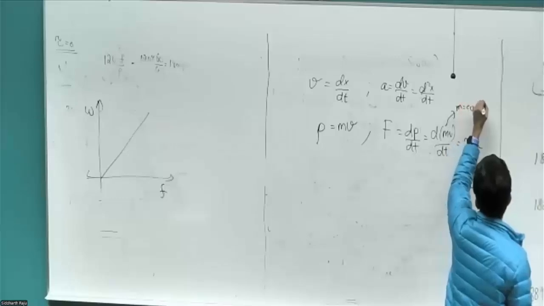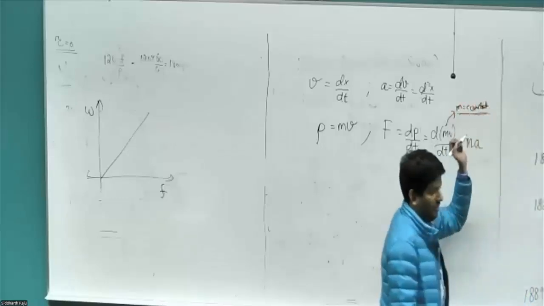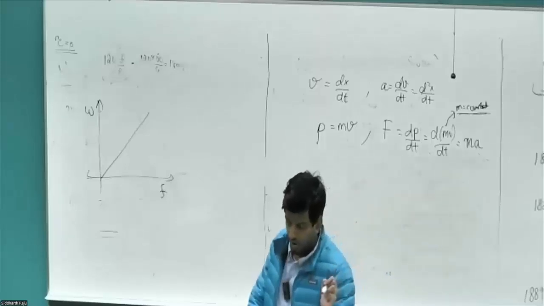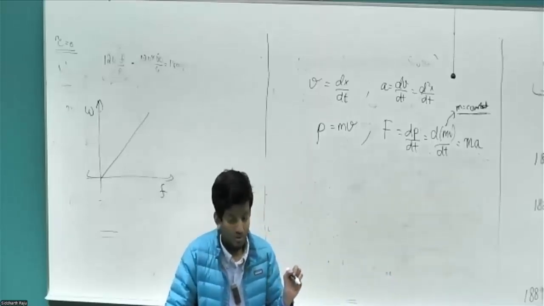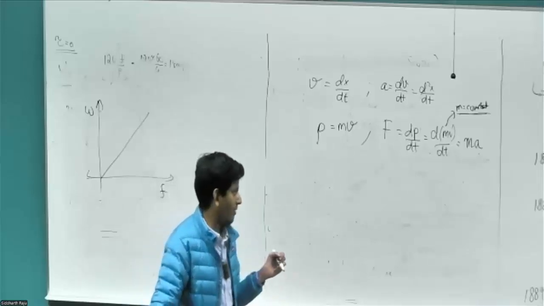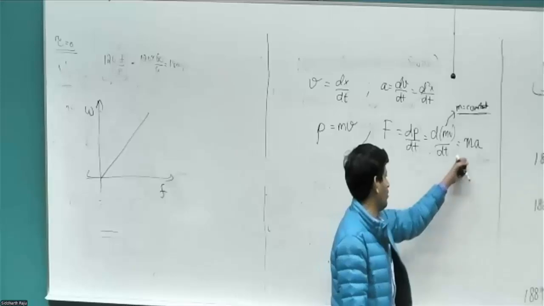In our case, we are going to assume that M is always constant. As the motor rotates, we do not expect the mass to change, because if the mass were to change, something has horribly gone wrong, right? So we do not want that to happen, and we're not going to look at such scenarios either.